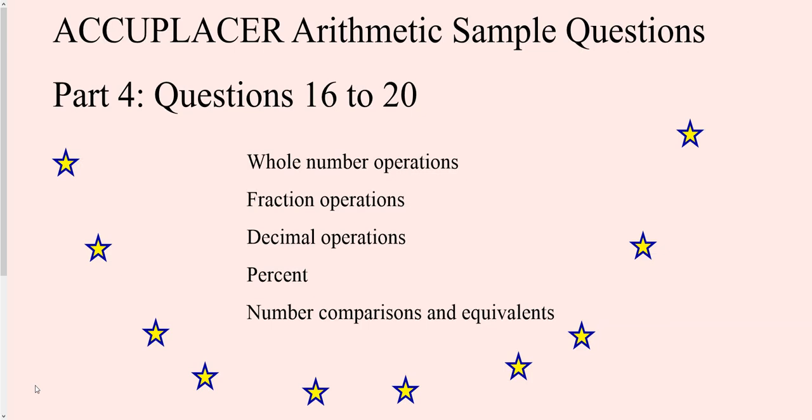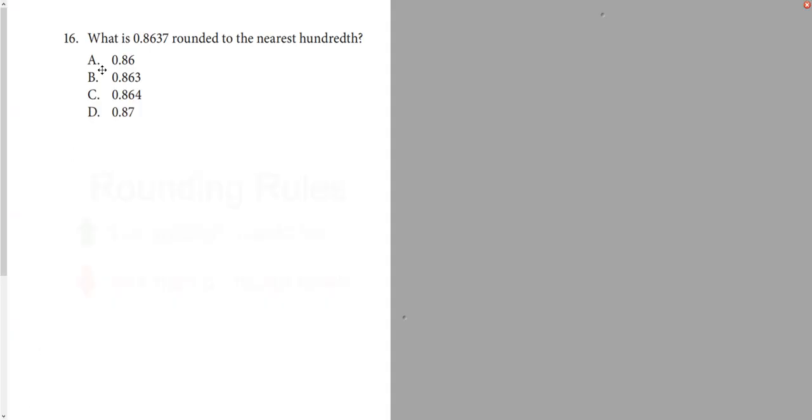Welcome. Let's look at the fourth part and the last part of the Accuplacer Arithmetic Sample Questions, numbers 16 to 20. So let's look at number 16. What is 0.8637 rounded to the nearest hundredth?